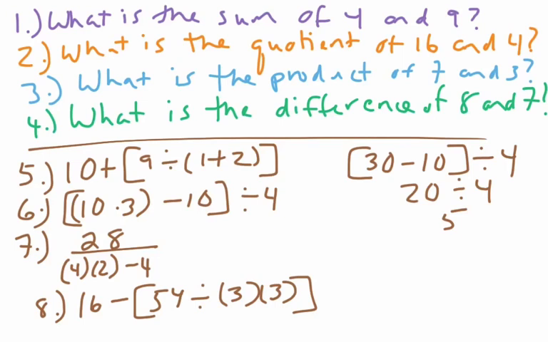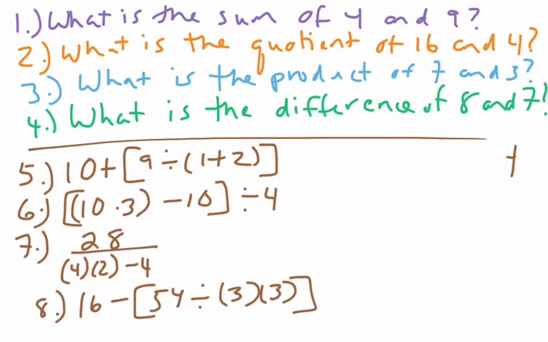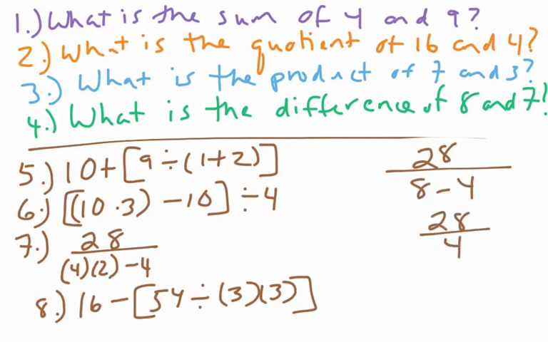Third one, 28 over 4 times 2 minus 4. And so again, we start with the innermost grouping symbol, and we'll do the multiplication first because multiplication would come before the subtraction. So 4 times 2 is 8. 8 minus 4 is 4, and 28 divided by 4 is 7. And don't forget about the 28.